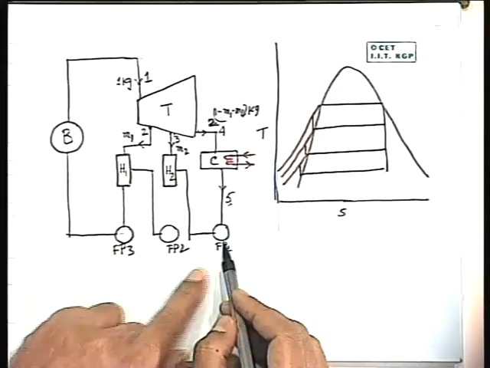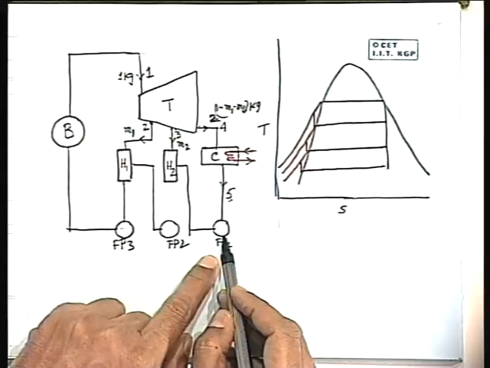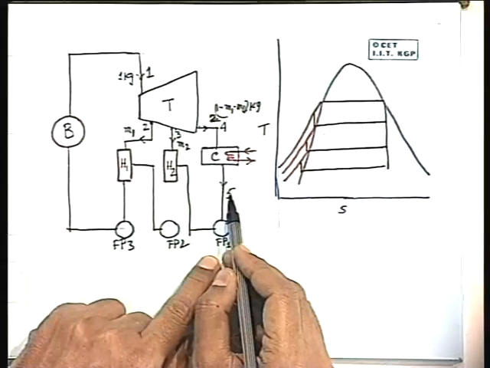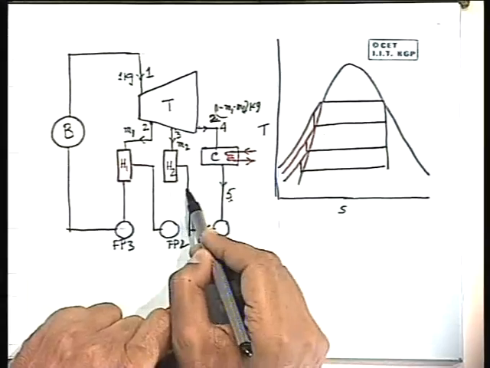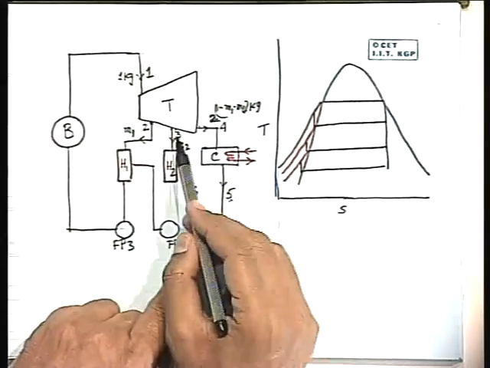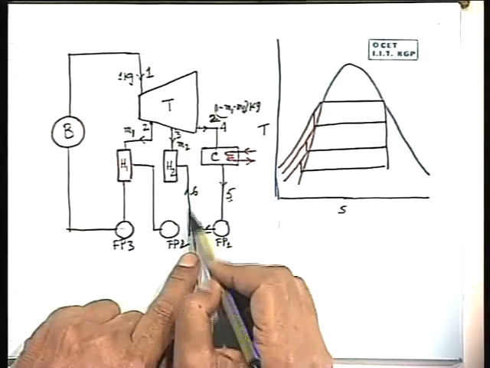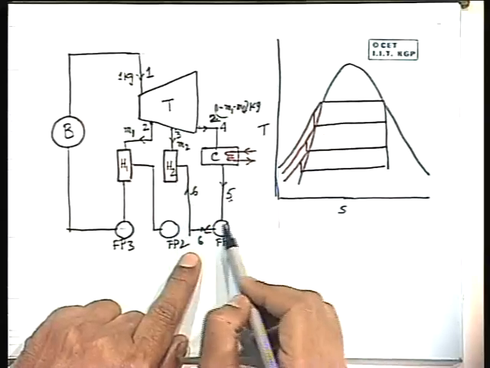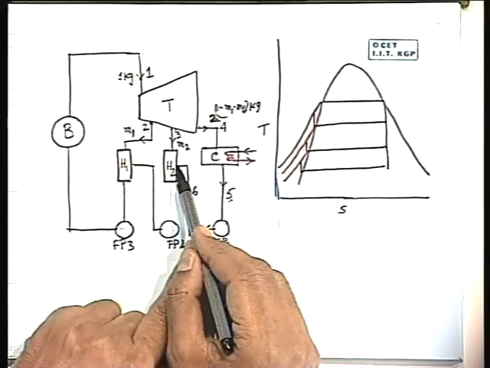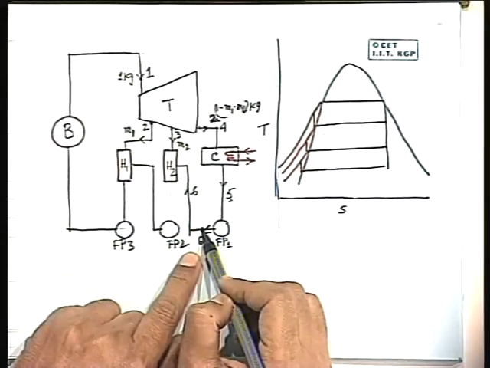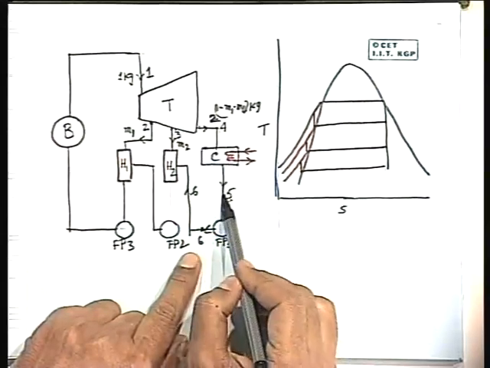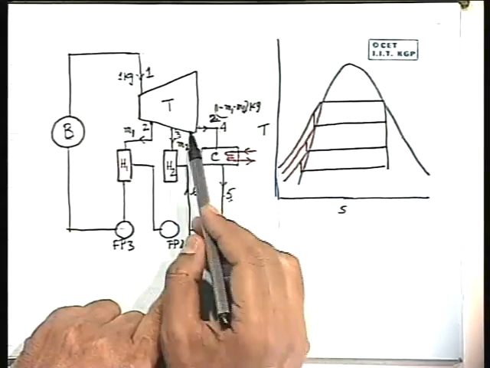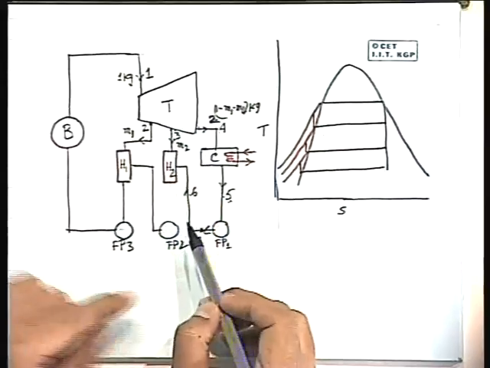Then what happens? There are 3 feed pumps. The first feed pump pressurizes this saturated water to point 6, which is equal to the pressure P3. Why? Because this water is being pumped to this heater H2. So this 6 is the pressure that corresponds to this 3. That means 4 and 5 are at the same pressure. So 5 to 6 is the pressure rise.